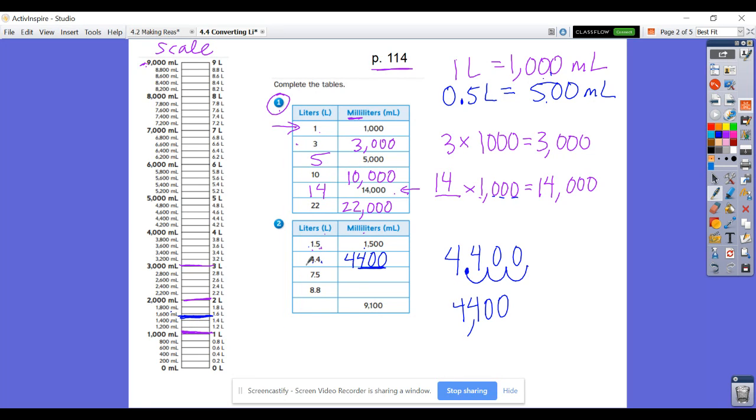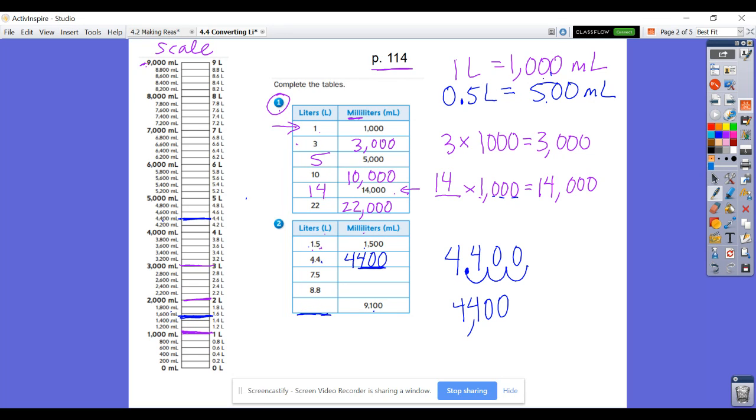And lastly, you could use the conversion scale, right? I could find 4 4/10. Oh, I misspoke. 4 4/10 of a liter would be 4,400 milliliters. Now, the one I want to do together is this missing liters one.